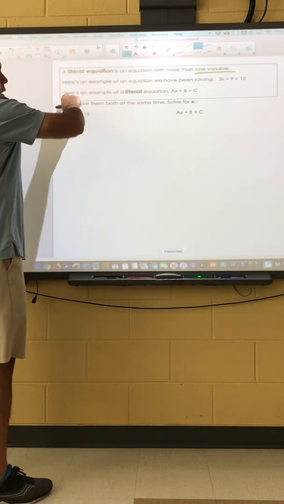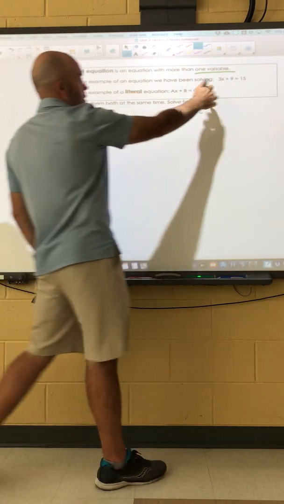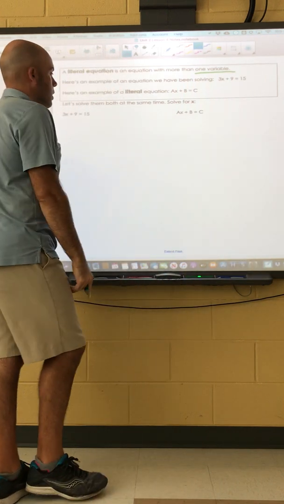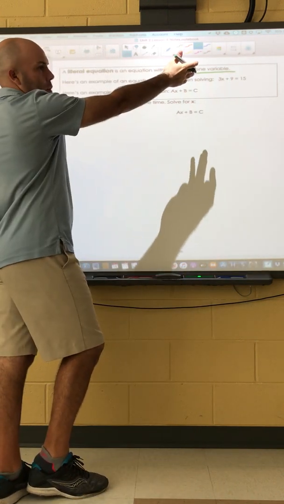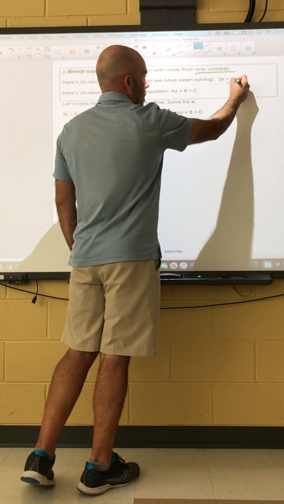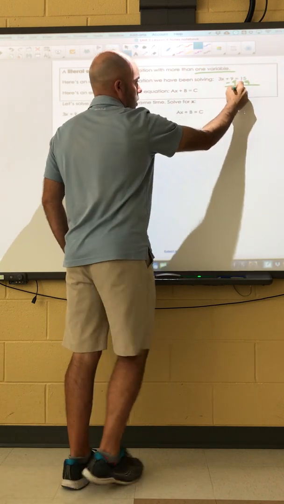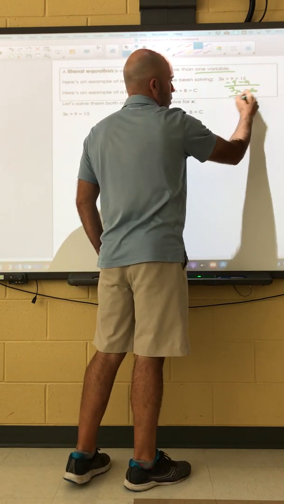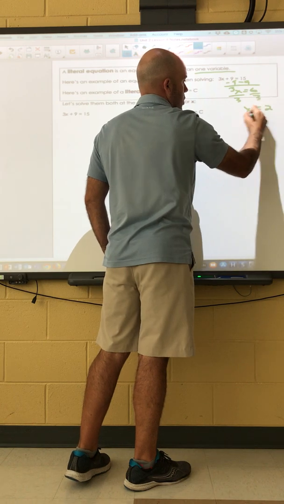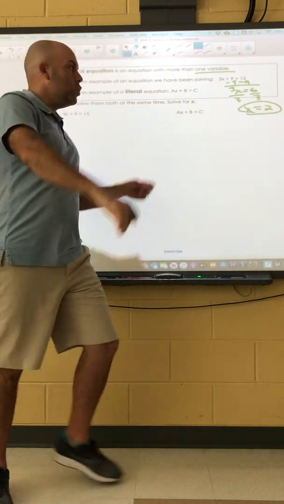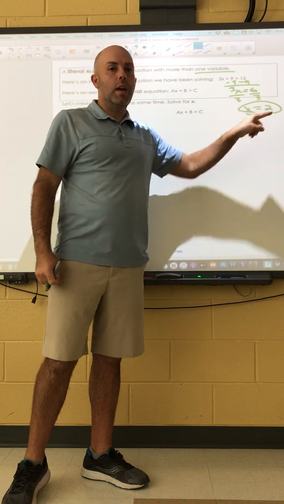Okay, so an example of an equation we have been solving: 3x plus 9 equals 15. Well, if we were going to solve that, we could just solve that for x. And in the end, when we did minus 9 to both sides, we get 3x equals 6. Divide by 3, x equals 2. So here's the whole point: you get a variable equals a number.